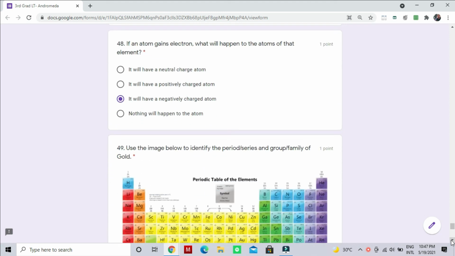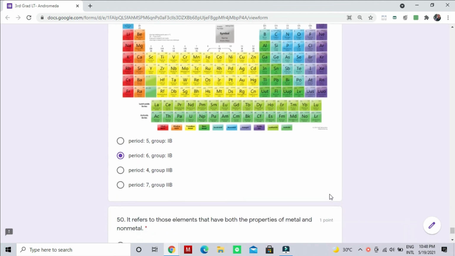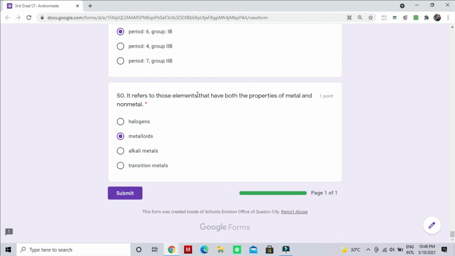Question number 48. If an atom gains electron, what will happen to the atoms of that element? The correct answer is it will have a negatively charged atom. Question number 49. Use the image below to identify the period, series, and group or family of gold. The correct answer is period 6, group 1b. Question number 50. It refers to those elements that have both the properties of metal and non-metal. The correct answer is metalloids.